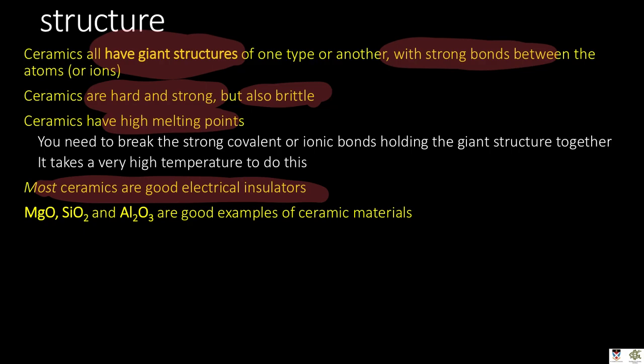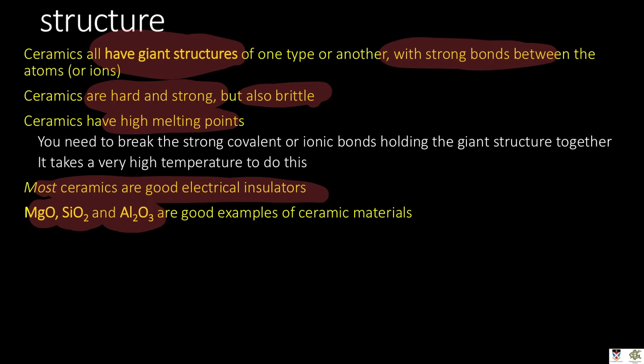Some examples that you need to be aware of, and it's important to learn these three examples. We have aluminium oxide, silicon dioxide, and magnesium oxide. Magnesium oxide has a giant ionic structure. Silicon dioxide we know is giant covalent. Aluminium oxide is also a giant covalent structure, but it does have a degree of ionic character as well.